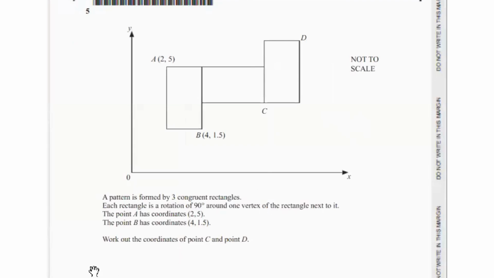Question 5 says a pattern is formed by 3 congruent rectangles. Each rectangle is a rotation of 90 degrees around one vertex of the rectangle next to it. The point A has coordinates 2, 5. The point B has coordinates 4, 1.5. Work out the coordinates of points C and D. So if the rectangles are congruent, that means the sides of the rectangles measure exactly the same.